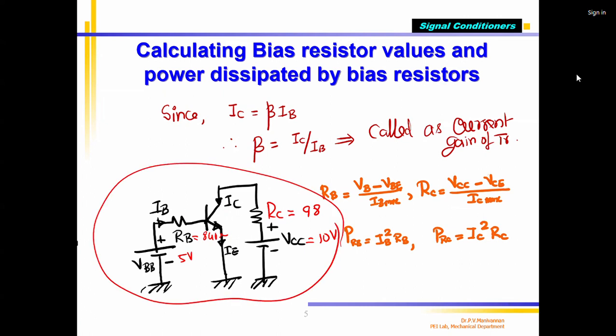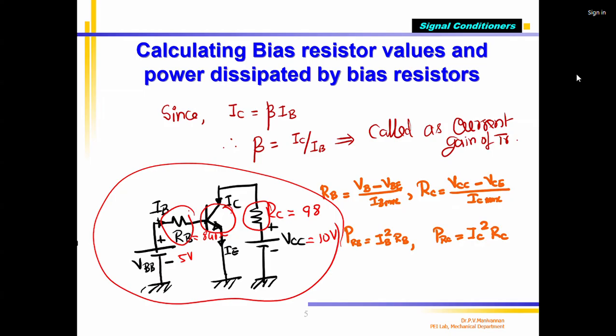In the exam, you can expect this. I give VBB max, IC max, IB max, and beta, and I will ask you to design an NPN transistor based common emitter amplifier. That means you have to draw this circuit, then compute the RB value and the RC value. Next, in the same question, what will they ask? What is the power dissipated across these two resistors, this resistor and this resistor, and also across the transistor?